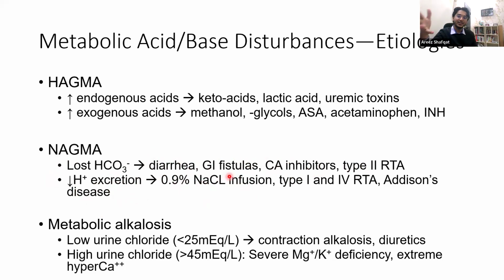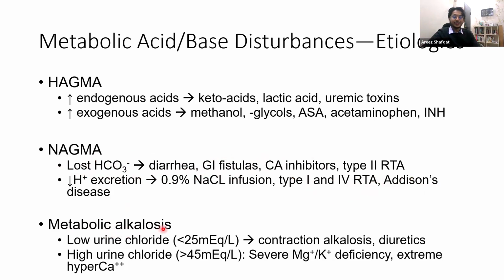In normal saline, you're giving the guy chloride. So that increases the negative charge in the serum. That drags hydrogen out of cells, which causes a metabolic acidosis. Type 1 and type 4 RTAs, or renal tubular acidosis, and Addison's disease. The important one is always diarrhea, GI fistulas, okay? These ones are important for you.